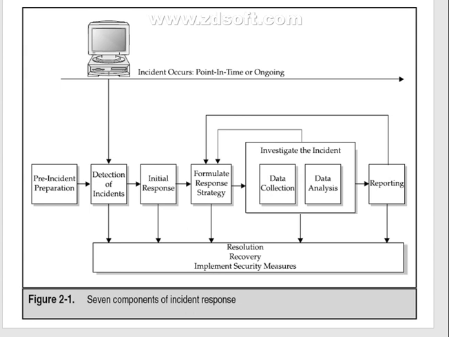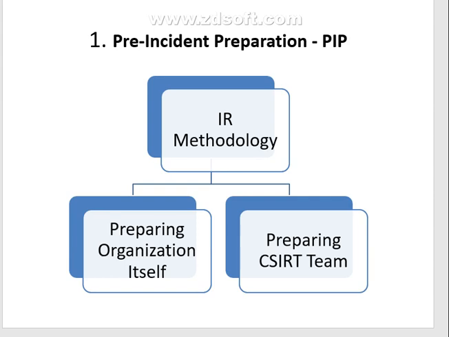So now, for the incident response methodology, I'm going to try and explain each process or each stage so that we have a clear understanding of what an investigator needs to do. I'm going to start with pre-incident preparation. There are 2 processes involved during pre-incident preparation. We need to prepare the organization itself as well as prepare the CSIRT team.